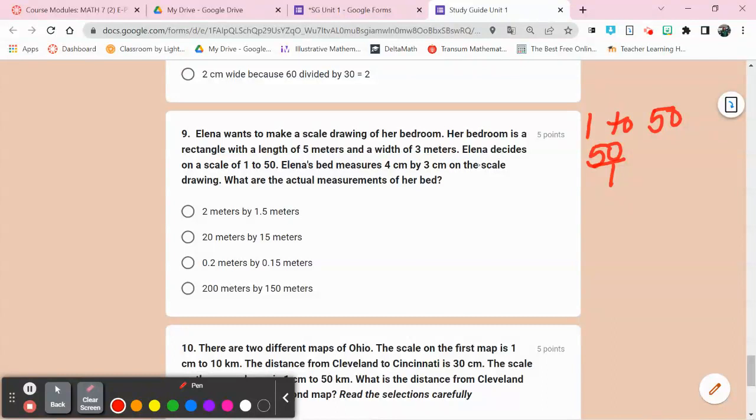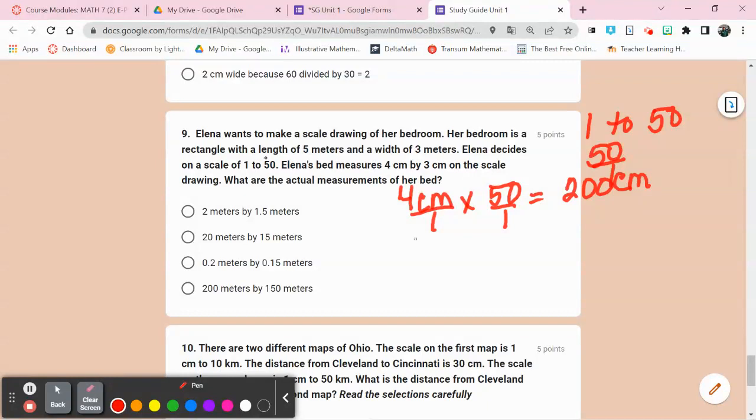So we're going forward on this one. So we can use that for each side. So we're going to leave those centimeters for right now. 4 centimeters over 1 times 50 over 1 gives me 200 centimeters. Okay. Again, this is the actual measure of her bed, so they're not measuring in centimeters. We're going to be using that meter stick. So I'm going to convert that in just a minute.